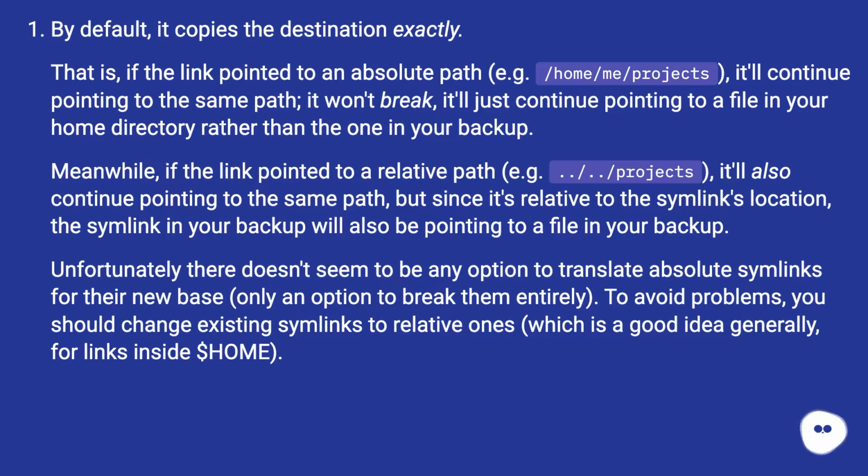But since it's relative to the symlink's location, the symlink in your backup will also be pointing to a file in your backup. Unfortunately, there doesn't seem to be any option to translate absolute symlinks for their new base, only an option to break them entirely. To avoid problems, you should change existing symlinks to relative ones, which is a good idea generally, for links inside $HOME.